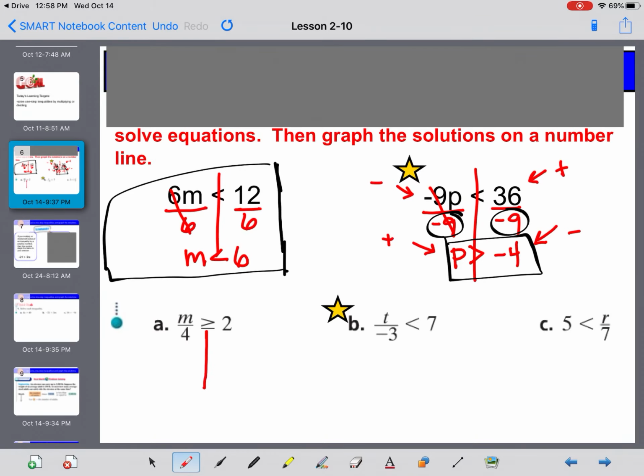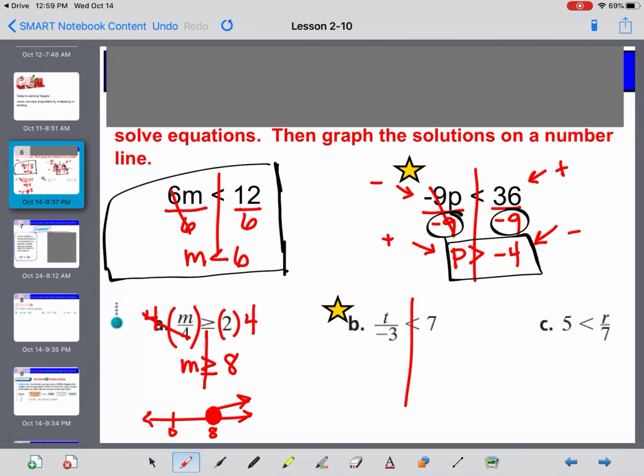All right, so when you were trying this, hopefully you saw that this was dividing by 4. Well, I need to do the inverse of dividing by 4 and multiply both sides by 4. M is greater than or equal to 8. Greater than or equal to, I fill in the circle and I draw my arrow to the right.